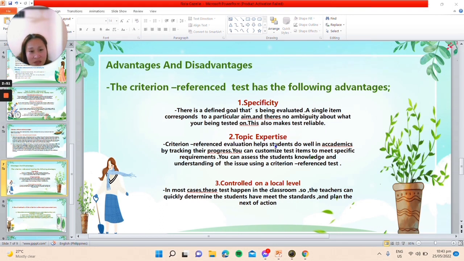Number 2, topic expertise. Criterion reference evaluation helps students do well in academics by tracking their progress. You can customize test items to meet specific requirements. You can assess the student's knowledge and understanding of the issue using a criterion reference test. Number 3, controlled on a local level. In most cases, these tests happen in the classroom so that teachers can quickly determine if students have met the standards and plan the next course of action.